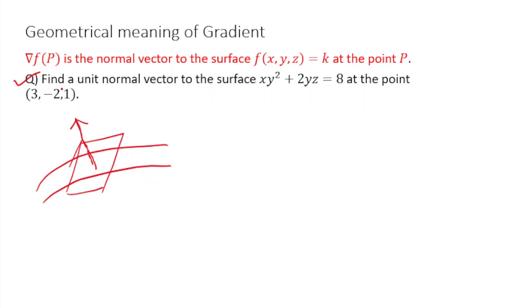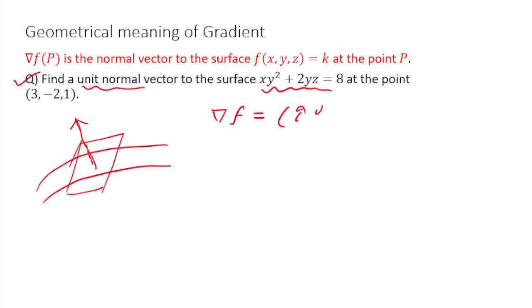In the problem they are asking to find a unit normal vector to the surface, and I know that the gradient can help us get the normal vector to the surface. So before I do anything, I calculate the gradient. I have to calculate del of f, and here we have three variables x, y, z.